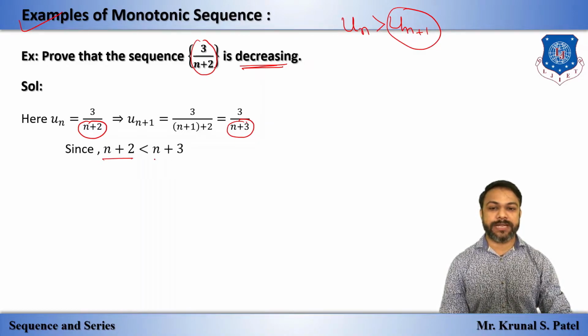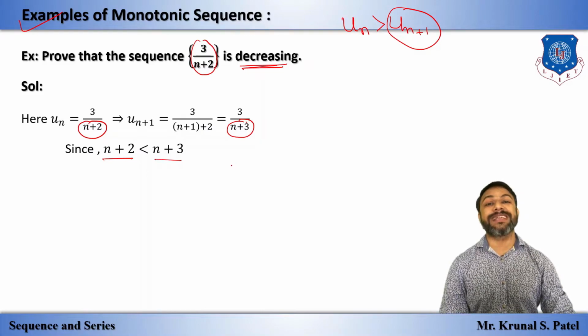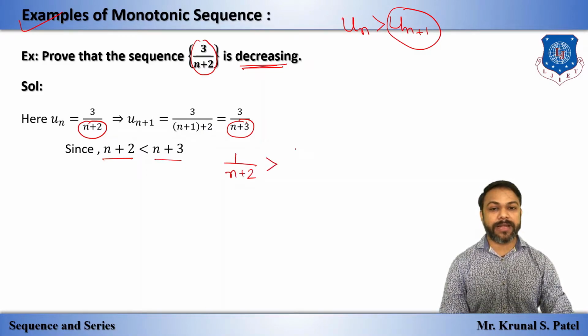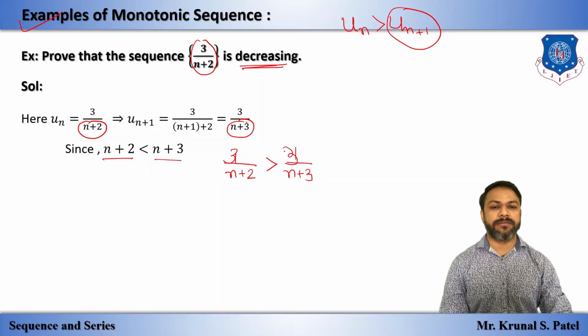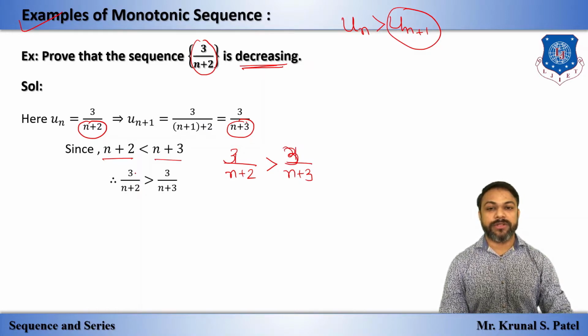So n plus 2 is less than n plus 3. If we take a reciprocal of this, then this n plus 2 term becomes greater than the other term. Okay, and if we multiply 3 on both sides, then there is no change. So this 3 over n plus 2 is greater than this term.